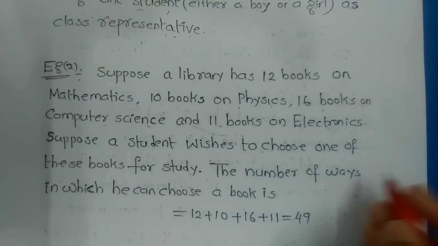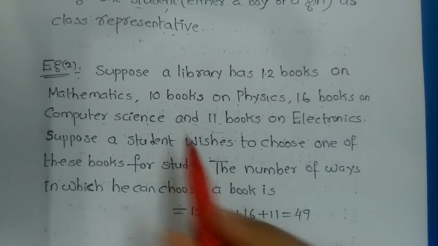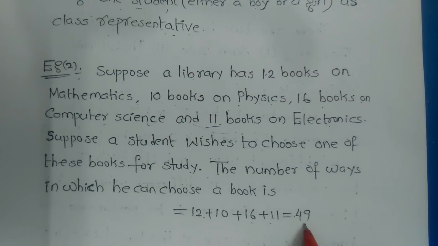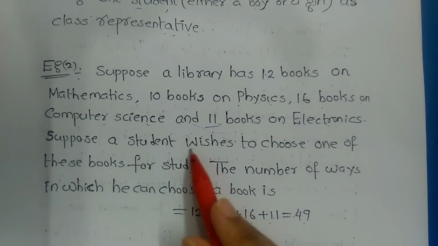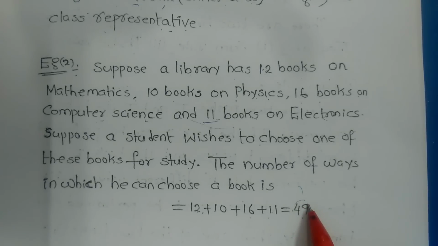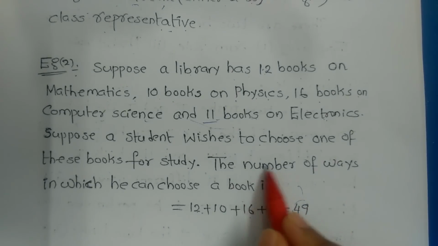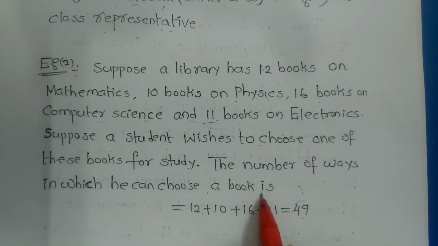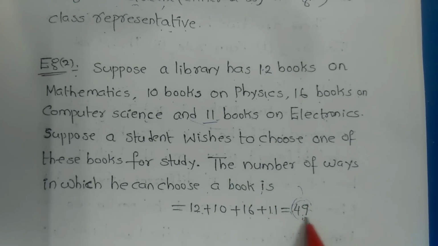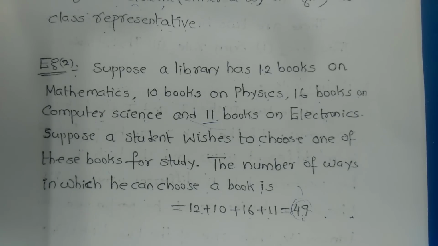So we have to add all these: 12 plus 10 and then 16 then 11. When we add all this, we get 49. That student is wishing to select one book from all of these. So from 49 books, he is selecting one. Therefore the number of ways in which he can choose a book is 49. So totally there are 49 ways. This is about the sum rule, or the principle of disjunctive counting.